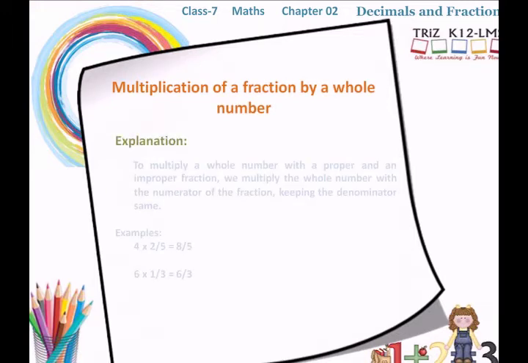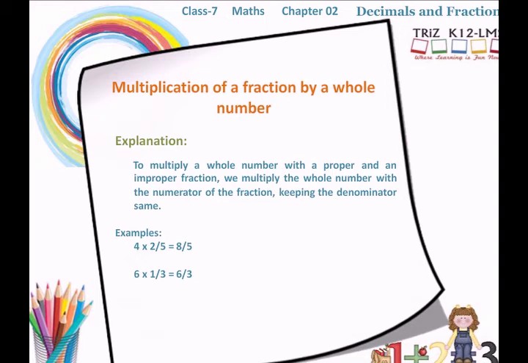Explanation. To multiply a whole number with a proper and an improper fraction, we multiply the whole number with the numerator of the fraction, keeping the denominator same. Examples: 4 × 2/5 = 8/5. 6 × 1/3 = 6/3.